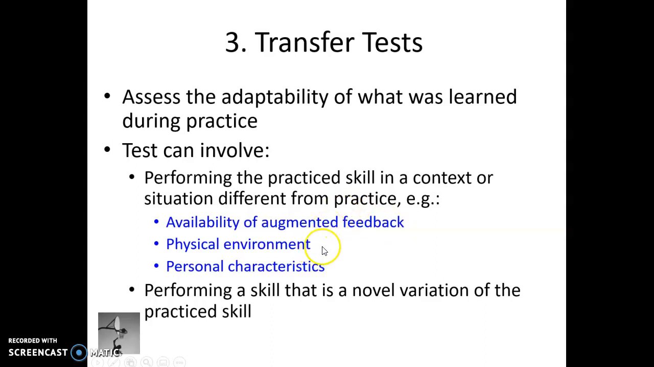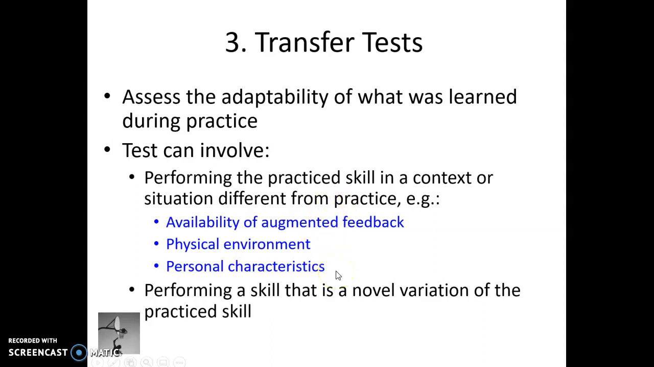You might change the physical environment. An example here is you practice traversing a set of stairs in your clinic, and the patient's pretty good at going up and down those stairs. And then they transfer that to their home, and they have a different set of stairs, a different type of stair, maybe a different surface area of stairs. That would be an example of a transfer test.